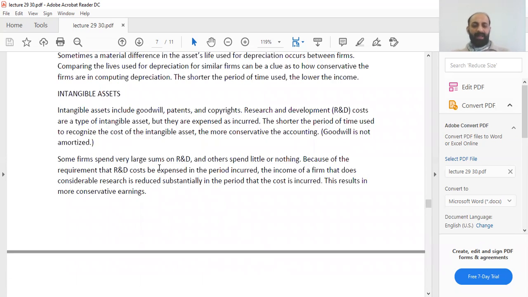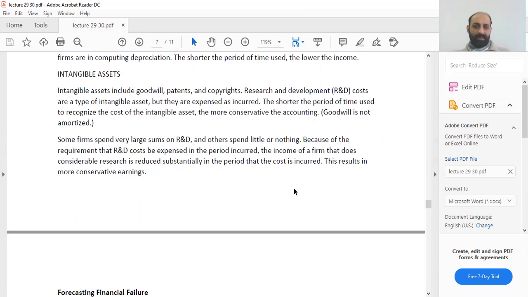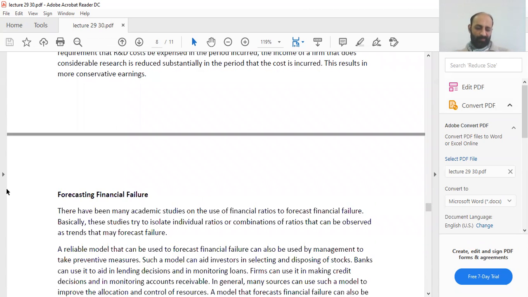Some firms spend very large sums on R&D and others spend little or nothing. Because of the requirement that R&D costs be expensed in the period incurred, the income of a firm that does considerable research is reduced substantially in the period that cost is incurred. This results in more conservative earnings.